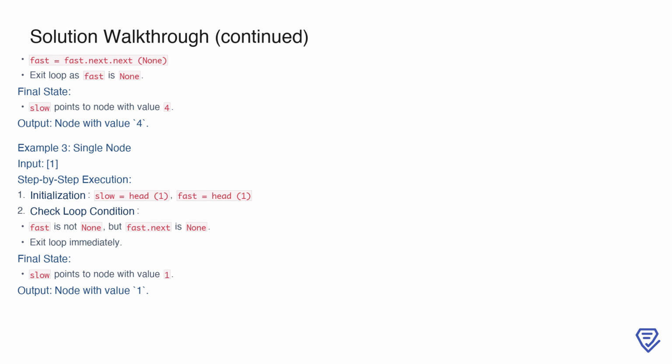Finally, let's look at a special case where the list contains only a single node, 1. Both the slow and fast pointers start at the head of the list, which is node 1. Since the fast pointer is not null but its next pointer is null, the loop exits immediately without any iterations. Here, the slow pointer stays at the head, which is the node with value 1. The output for this case is simply the node with value 1.